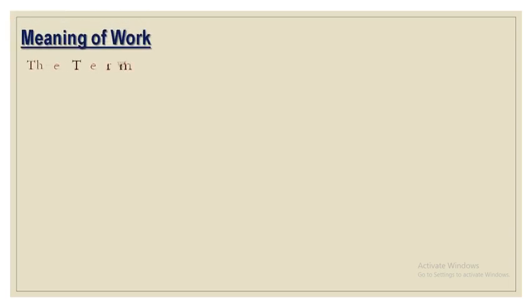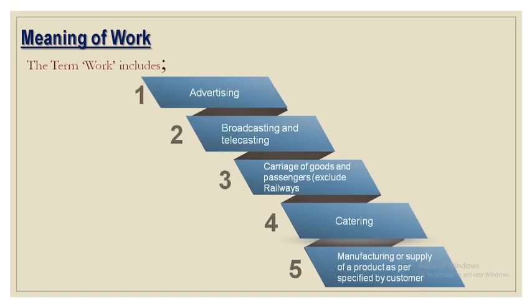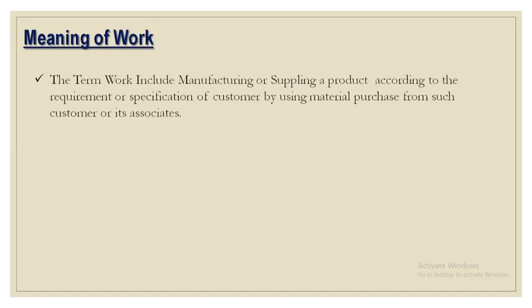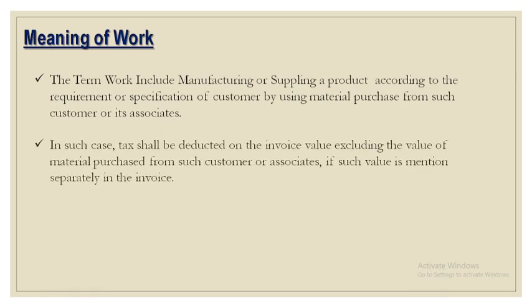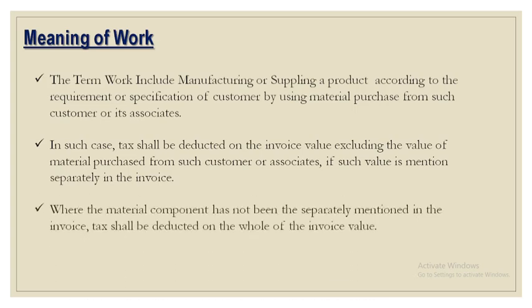Meaning of work. The term work includes manufacturing or supplying a product according to the requirement or specification of a customer by using material purchased from such customer or its associates. In such case, tax shall be deducted on the invoice value excluding the value of material purchased from such customer or associates, if such value is mentioned separately in the invoice. Where the material component has not been separately mentioned in the invoice, tax shall be deducted on the whole of the invoice value.